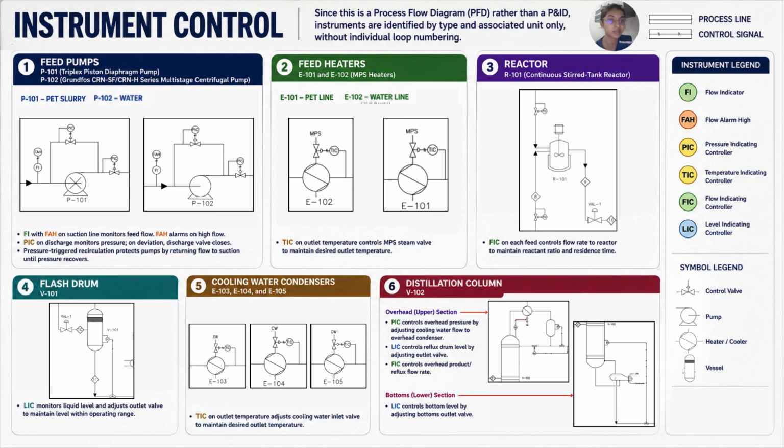The flash drum uses a level indicating controller to maintain the liquid level by adjusting the outlet valve. The cooling water condensers use temperature indicating controllers to keep the outlet temperature at the desired value. Finally, the distillation column is controlled using pressure, level, and flow indicating controllers to maintain stable pressure, liquid levels, and product flow, ensuring efficient separation. Overall, these control systems provide safe, stable, and efficient plant operation.